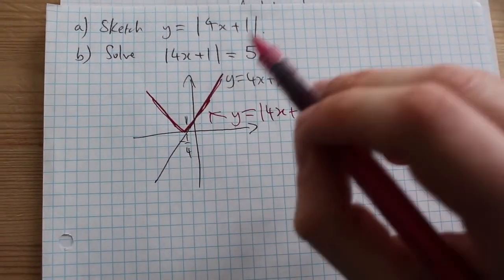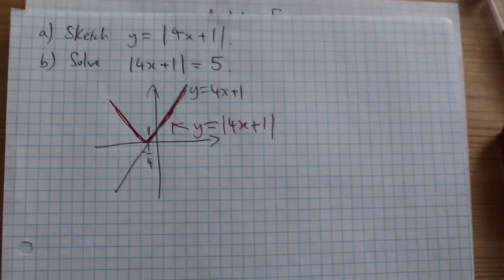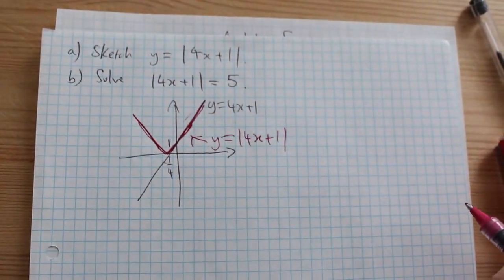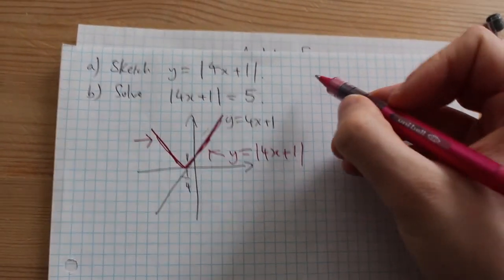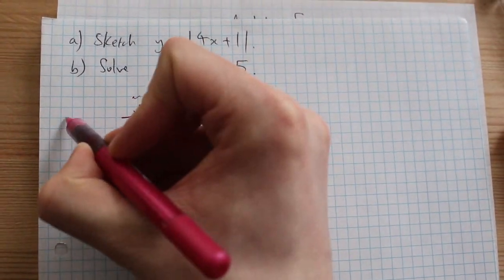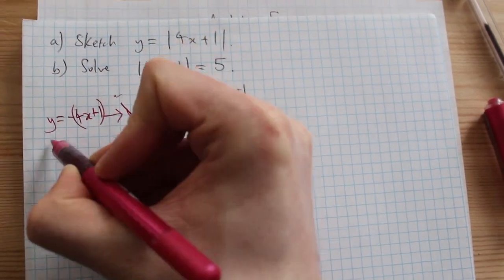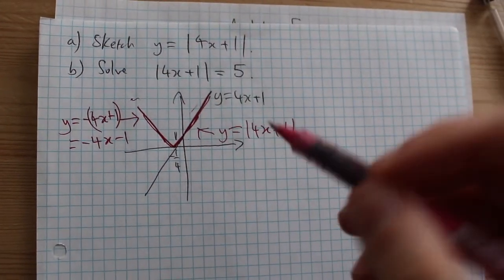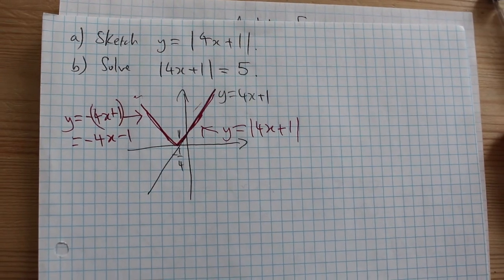Okay, so we've got this V shape. The graph of a modulus function is always some sort of V shape, or sometimes upside down. Notice that over here, remember the modulus of x is -x when x is negative. So this is part of the line y equals -(4x plus 1), or y equals -4x minus 1 on the left. On the right, it's part of y equals 4x plus 1, as we can see.